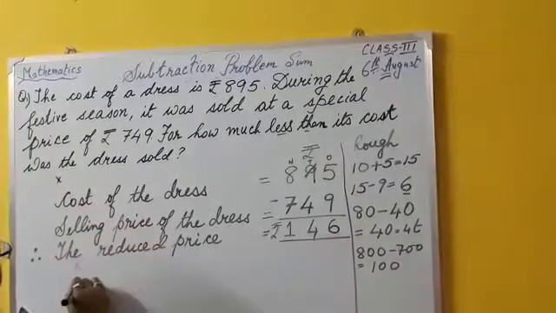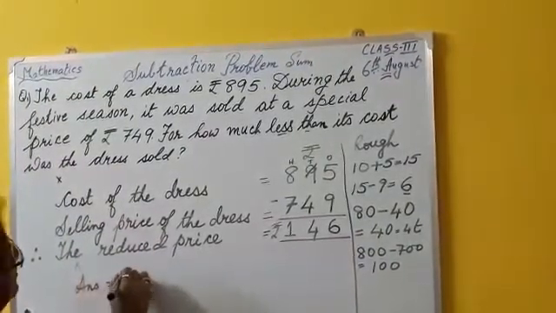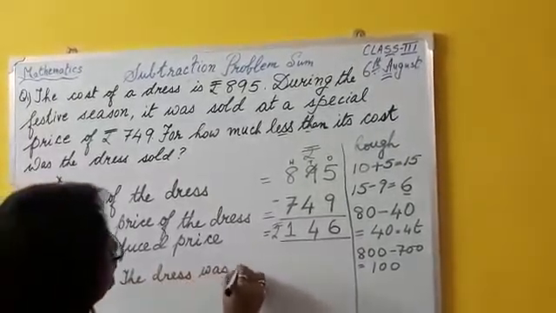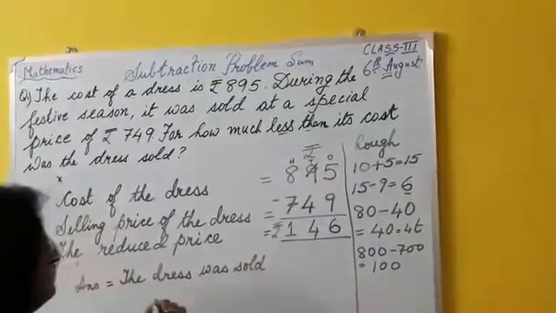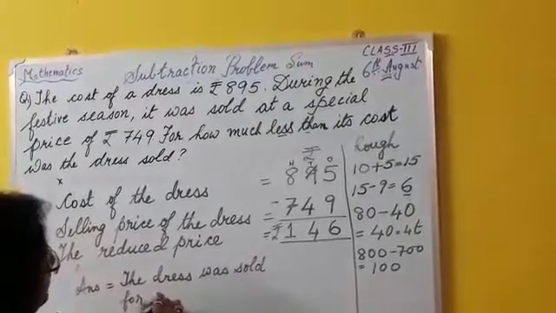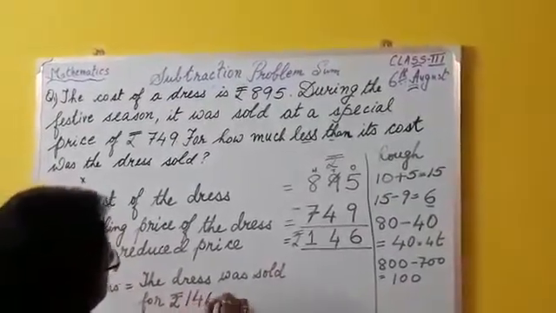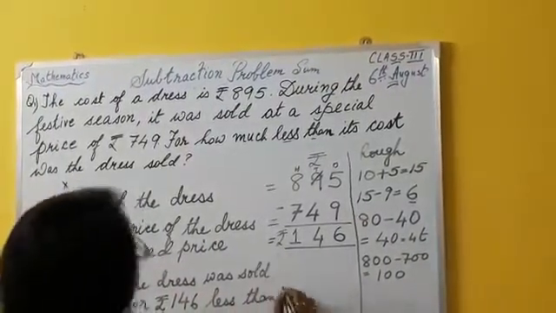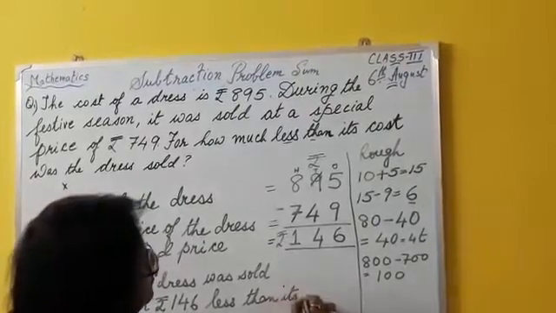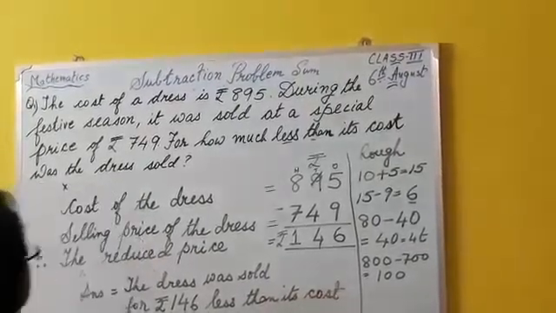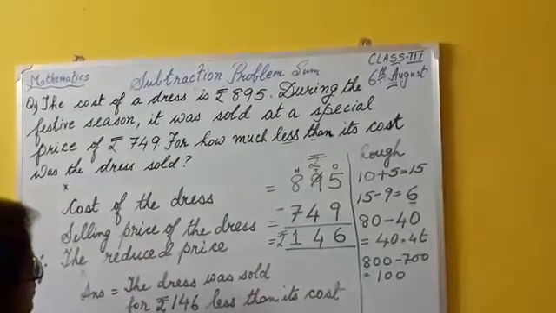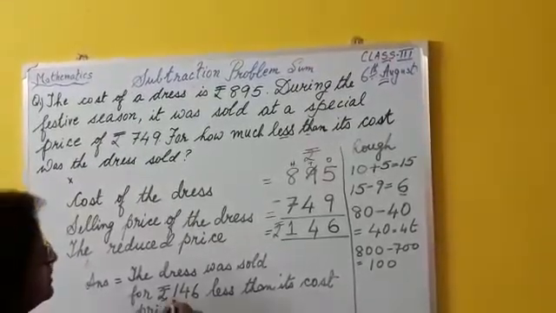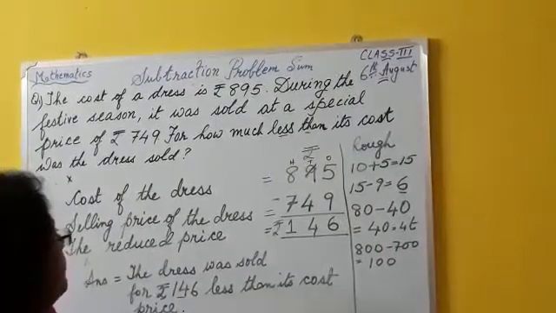Leave one line's gap. Answer equals to the dress was sold for rupees 146 less than its cost price. So that dress was sold for rupees 146 less.